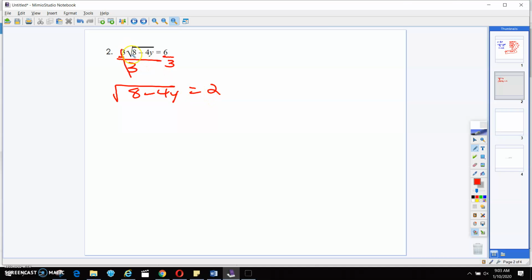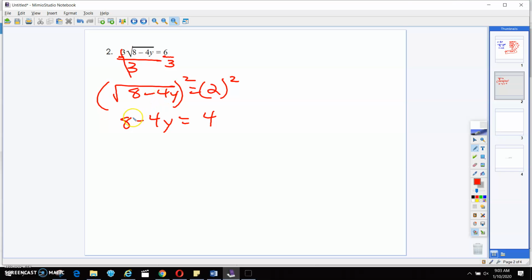Why did I divide by 3? Because I want to isolate my radical. Remember, my first step is to get my radical by itself. So now our step 2 is to square both sides. So this is going to give me 8 minus 4y equals 4. When you square this, this radical goes away, and you're left with whatever's underneath.